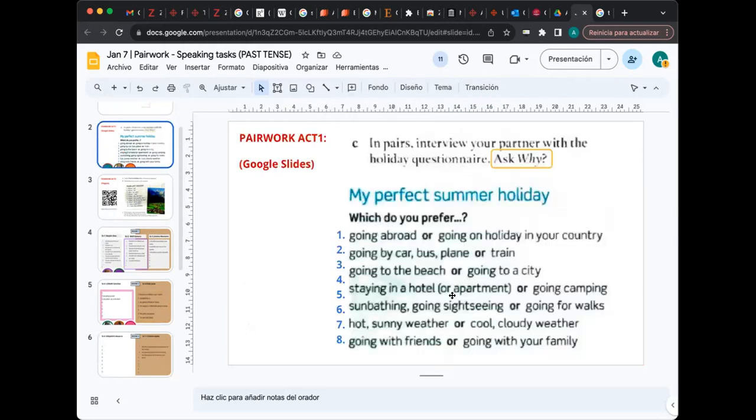Which do you prefer, staying in a hotel or going camping? I prefer to stay in a hotel because of its good service.